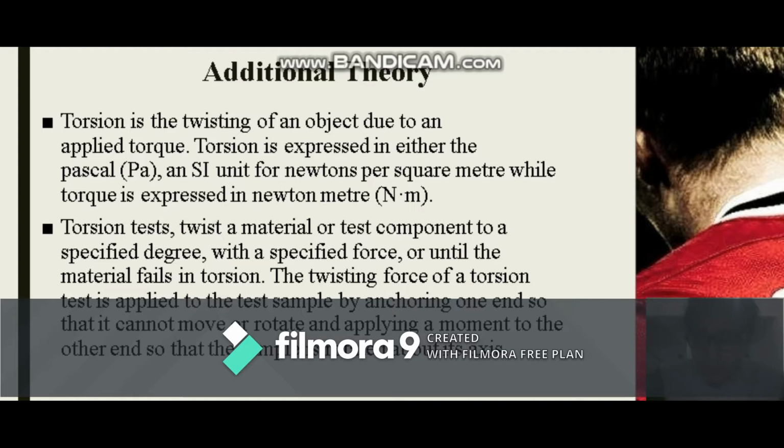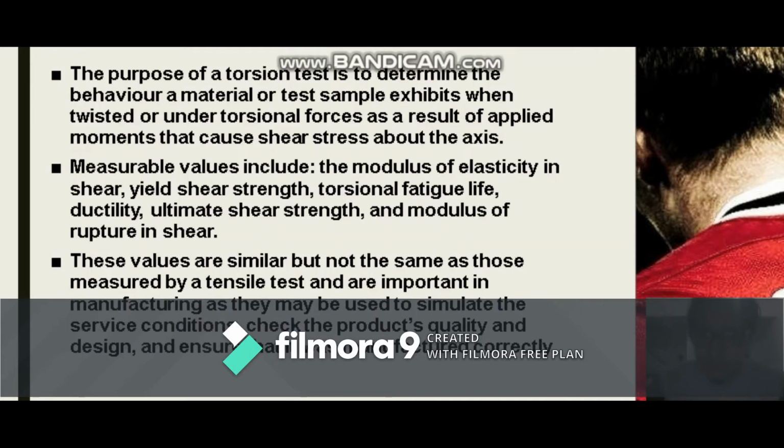The twisting force of a torsion test is applied to the test sample by anchoring one end so that it cannot move or rotate, and applying a moment to the other end so that the sample is rotated about its axis. The purpose of a torsion test is to determine the behavior a material or test sample exhibits when twisted, or under torsional force as a result of an applied moment that causes a shear stress about the axis.